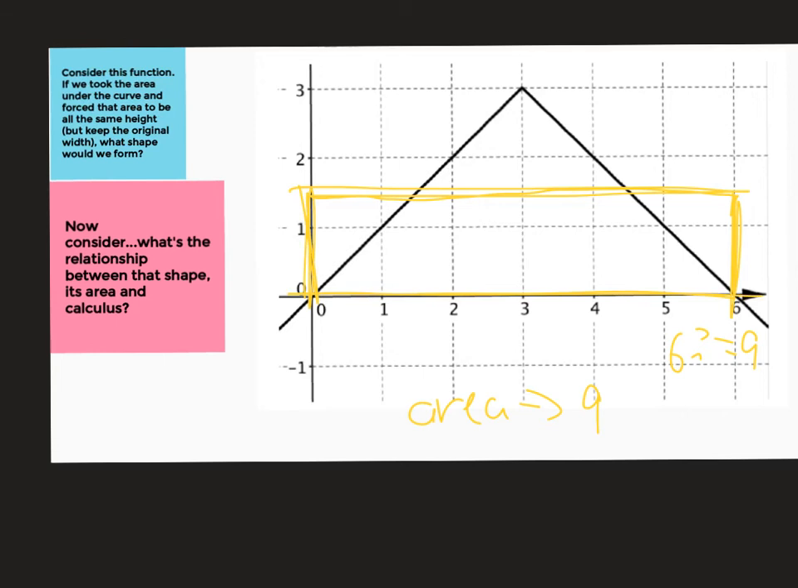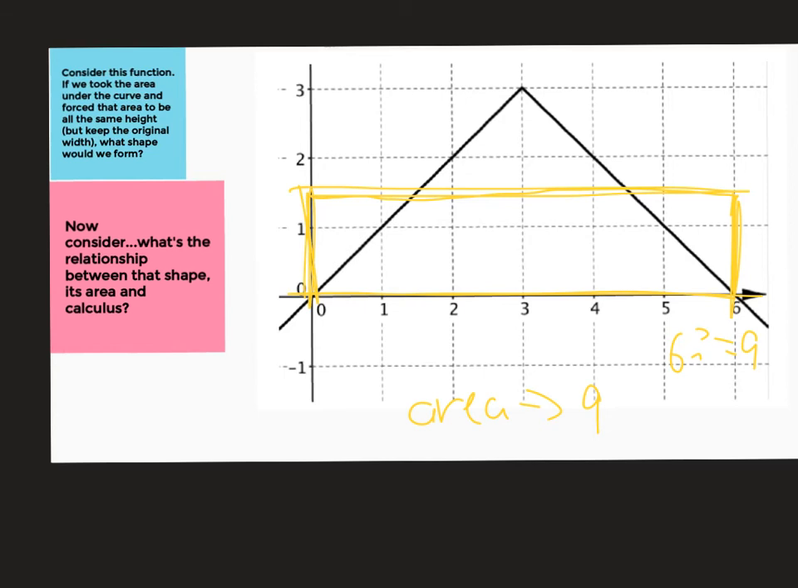Now consider, what's the relationship between that shape, its area, and calculus? So the area of the rectangle is going to be the same as the area under the curve. So the area of the rectangle is the same as the area under the curve for the black triangle.